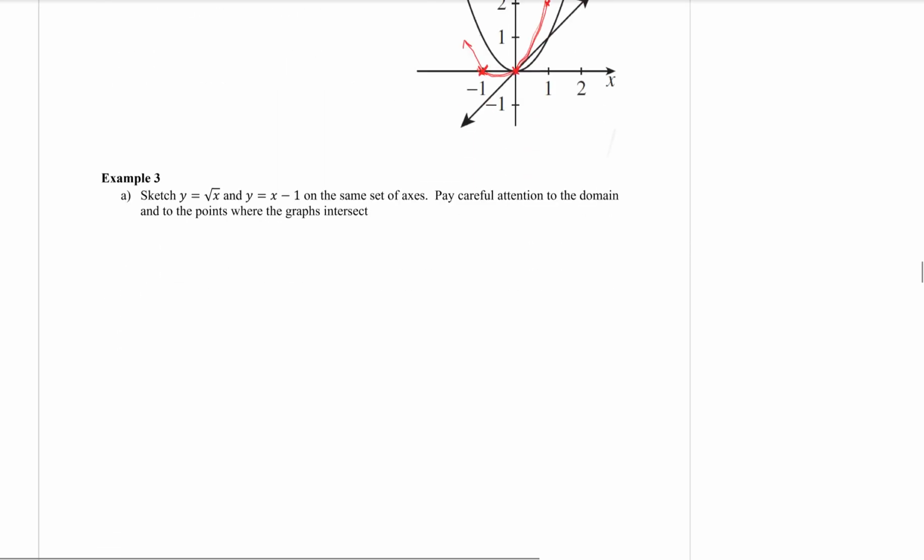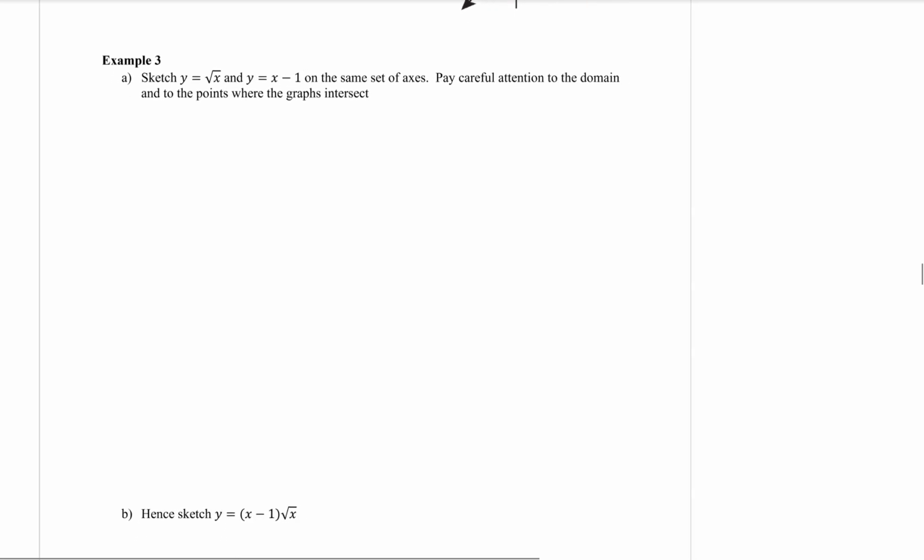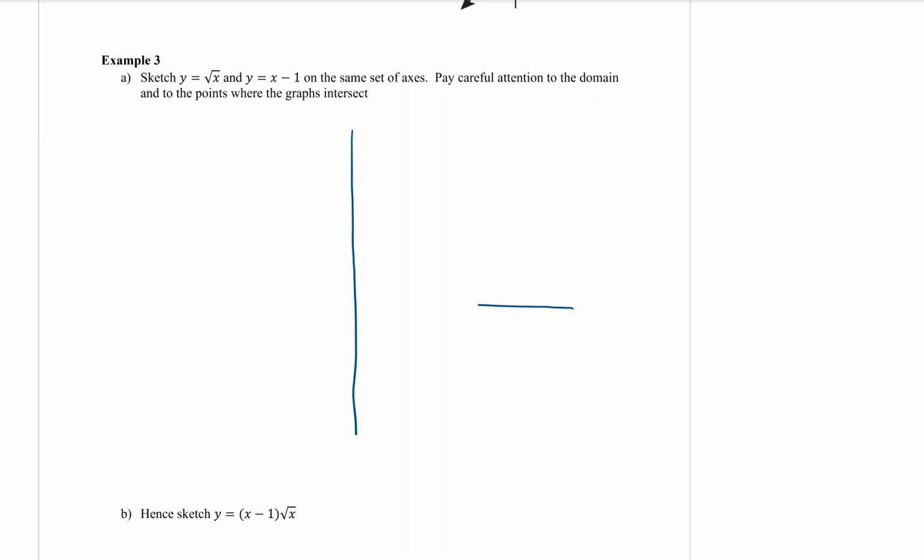Question 3 says sketch y equals square root of x and y equals x minus 1 on the same set of axes. Okay, so y equals square root of x. We're going to use this space to draw a lovely big graph. Okay, so have a think about what does the graph of square root of x look like? Well, we know we cannot square root negative numbers, so we're not going to get any part of the graph over here for my negative values for x.